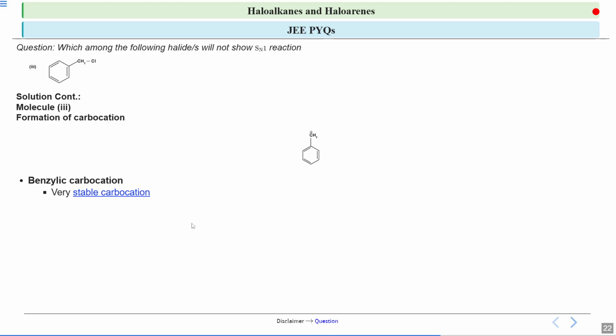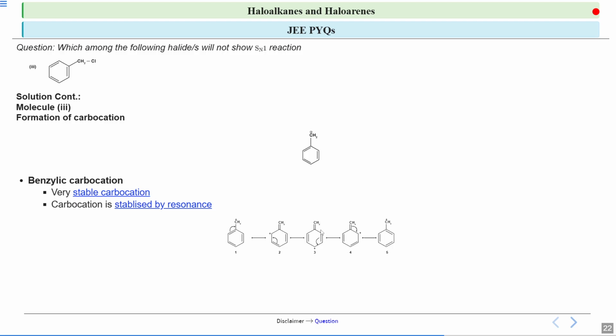We just saw the order of reactivity of different halides, remember? In that order, benzylic halides are most reactive towards the SN1 reaction, because they give the most stable carbocation. So the benzylic carbocation is actually a very stable carbocation, and in this case it is stabilized by the resonance shown by the benzene ring. So this positive charge is stabilized by resonance.